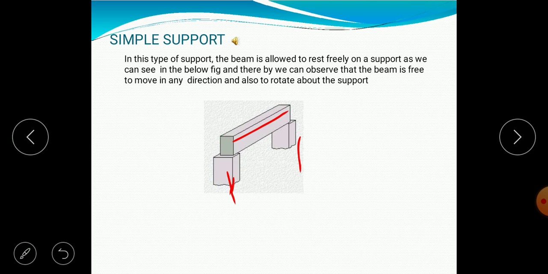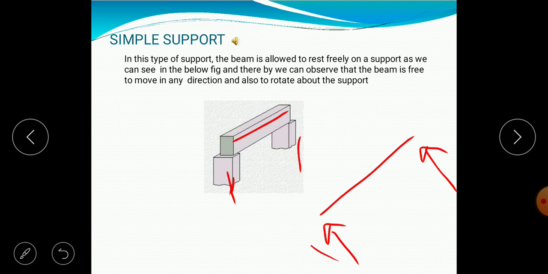So let us represent that beam. This is the beam and this is one reaction and this is one reaction, that is, simply supported on either ends. Here there is a vertical reaction but there is no horizontal reaction. There is no restraint against rotation, meaning the degree of freedom is 2 and the number of reactions is 1, which is in the vertical direction. That is a simply supported beam.